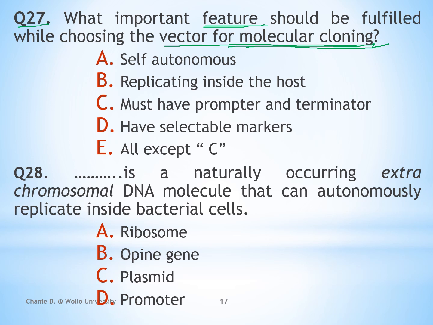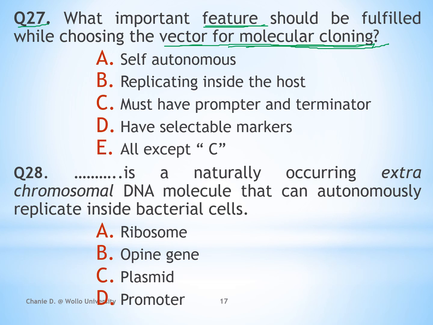So the important features of vectors are: they should be self-autonomous. They should have self-replicating capability, self-replication. They have selectable markers. As much as possible, they are small in size with large insert size. Extra, an important feature of the vectors. In addition, based on function, there are two types of vectors. Those are cloning vectors, which are used to amplify a given gene of interest within them as a recombinant DNA. The other is the expression vector, which is used to express a trait through the transcription process.